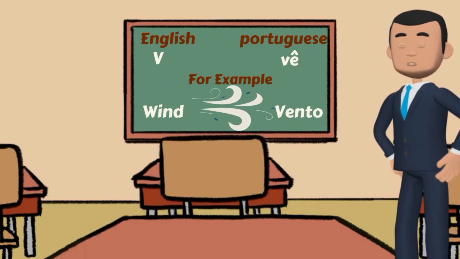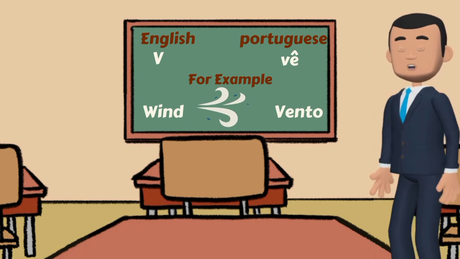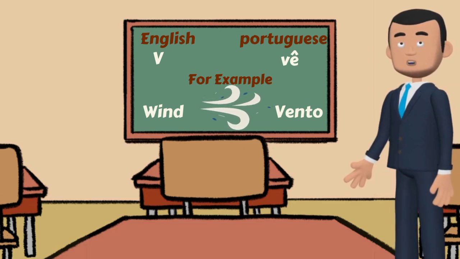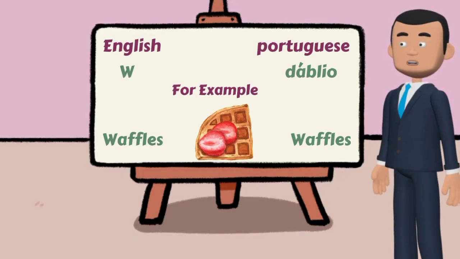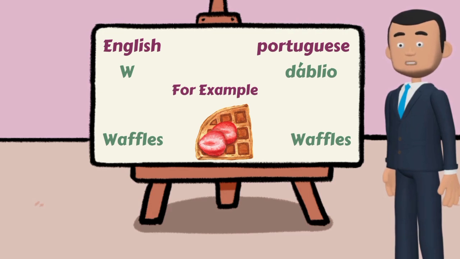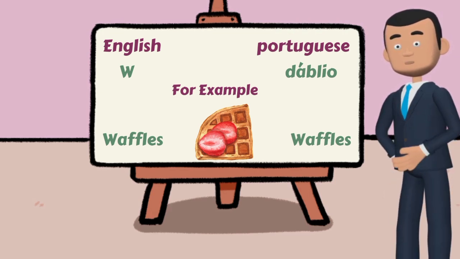In English, V. In Portuguese, vê. For example, the word vento in Portuguese means wind. In English, W. In Portuguese, W. For example, the word waffles in Portuguese means waffles.